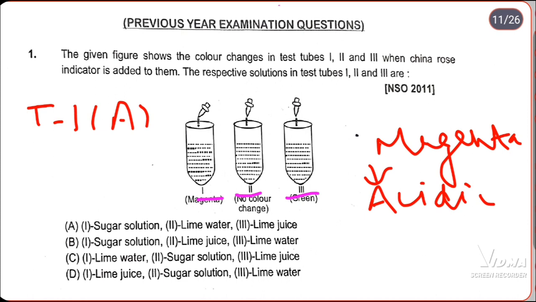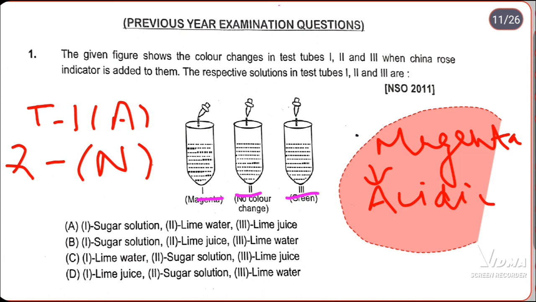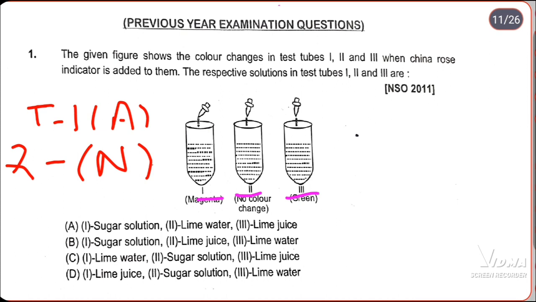In test tube 2 there is no change. So here we are assuming that in test tube 2 there is a neutral solution. Salts are present. So test tube 2 I am assuming as neutral. And in test tube 3 the color changes to green. So the color changes to green only if China rose is added to any base. So test tube number 3 has base.